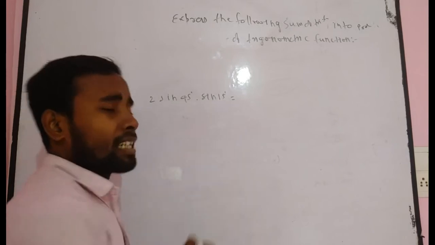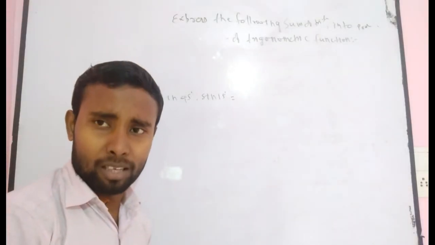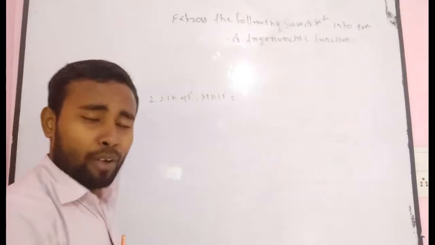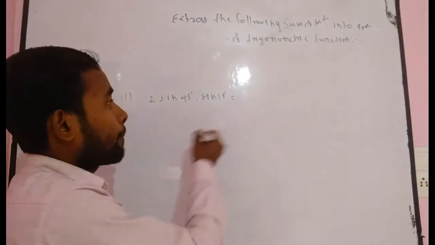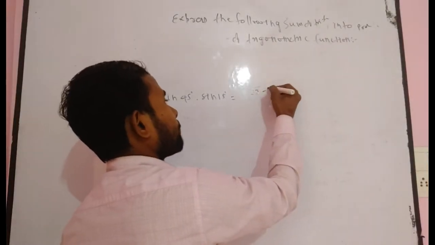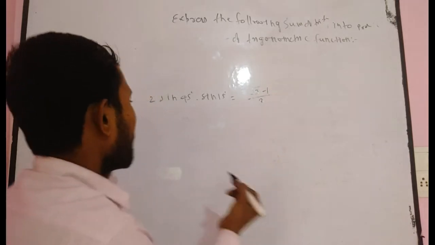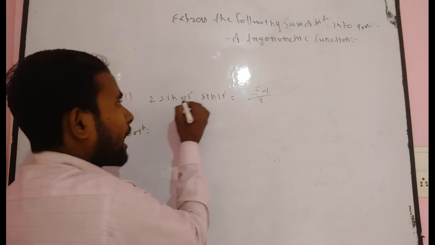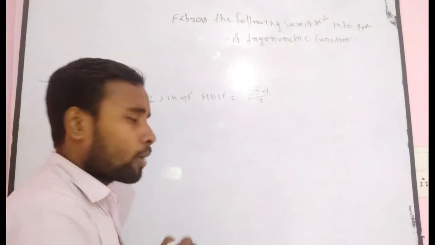Firstly, you have to find sin 15 degree using sin(45 minus 30), using the compound angle formula. After it, as you know that sin 45 degree is equal to 1 by root 2, and after calculating you can find it also. It will be (root 3 minus 1) by 2, which is given. You have to prove it. Now I want to solve it.